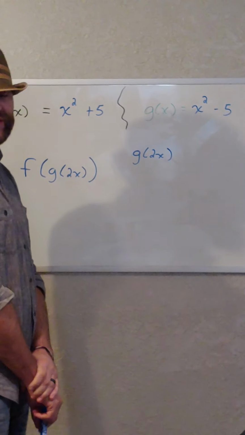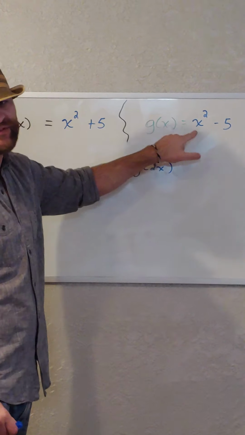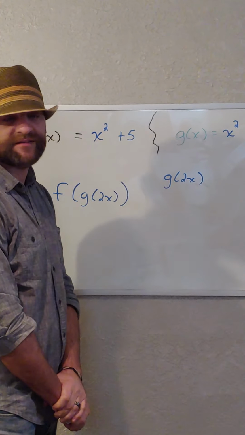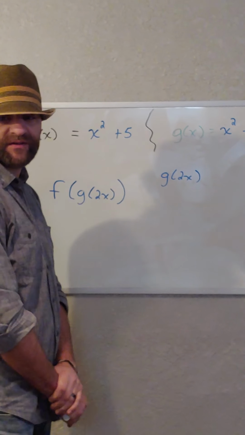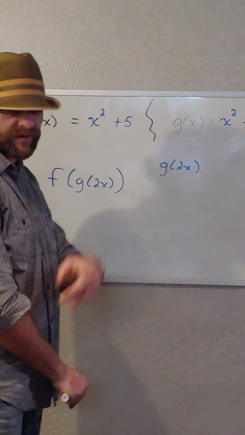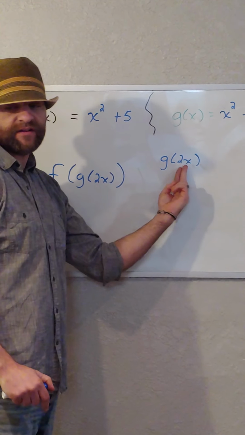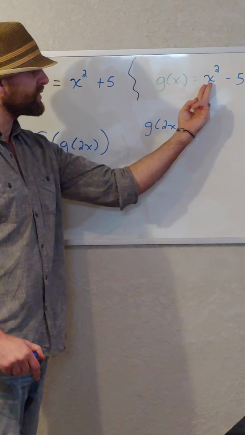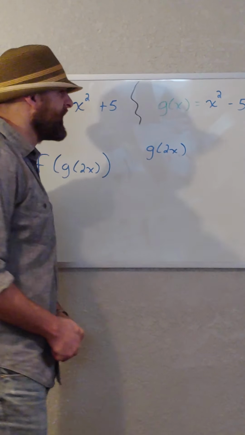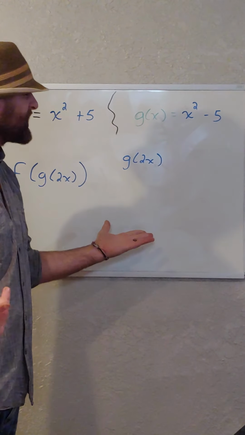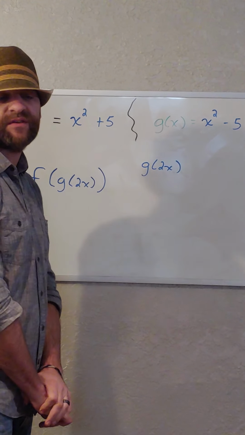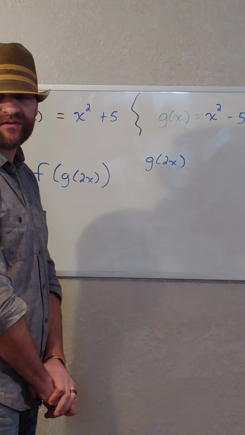So any suggestions what we would replace the x with in this scenario? Any suggestions? 2? Nope. 2x, whatever's right in there. So you're going to take the 2x and put it in the place of x. And educated guess, what is 2x to the second power going to be? 2x times 2x.